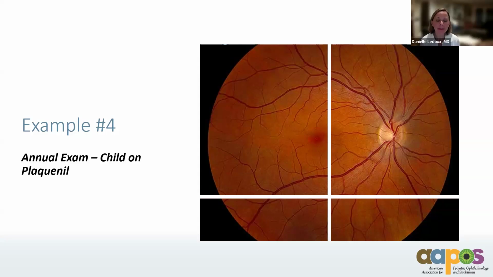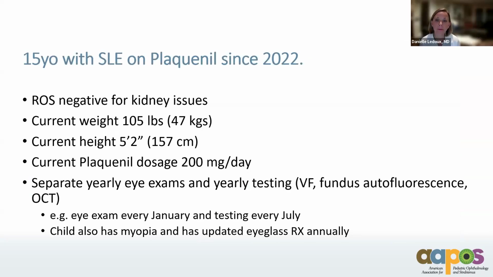So example 4 is a child that is currently on Plaquenil, here for their annual exam. This 15-year-old has been on the Plaquenil for the past 3 years. Their review of systems is negative for any kidney issues. Her current weight is 105 pounds, her current height is 5'2", and her current dosage is 200 milligrams per day. She's seeing you twice a year, separating out the yearly eye exams from the yearly testing. So she will have an updated dilated eye exam, including a nearsighted prescription, as well as testing on the opposite 6 months.